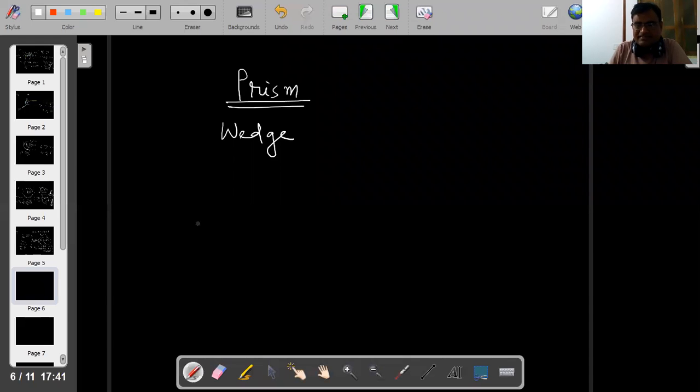A prism is a wedge-like structure which has five surfaces. Two are triangles and three surfaces are parallelograms. Understand this, that is a prism. Now I have to see what deviation in prism is.